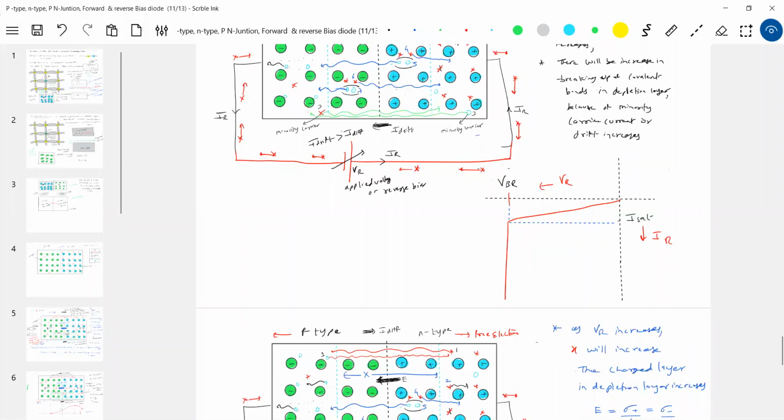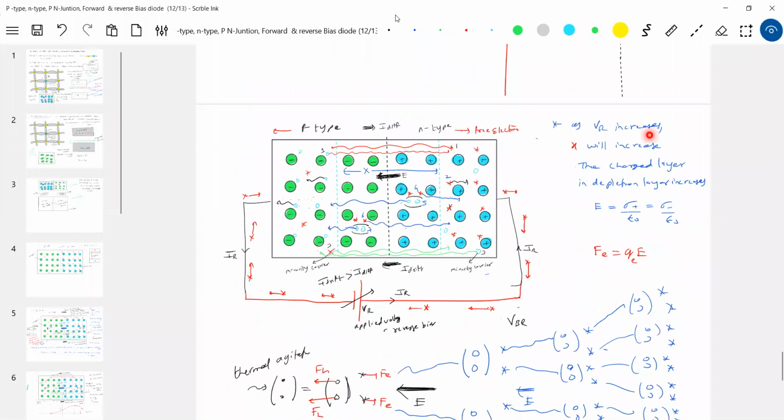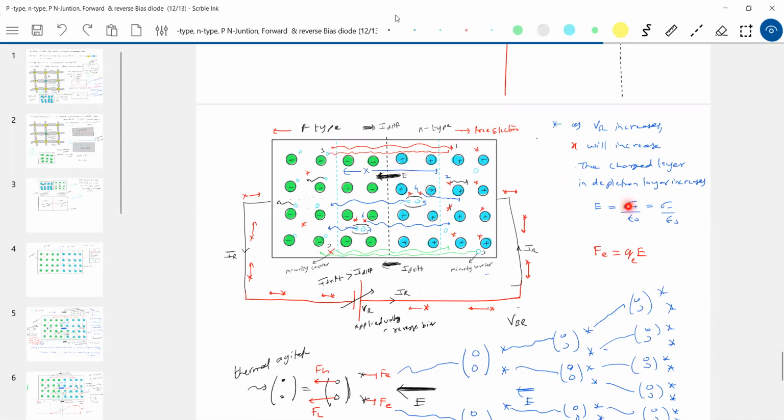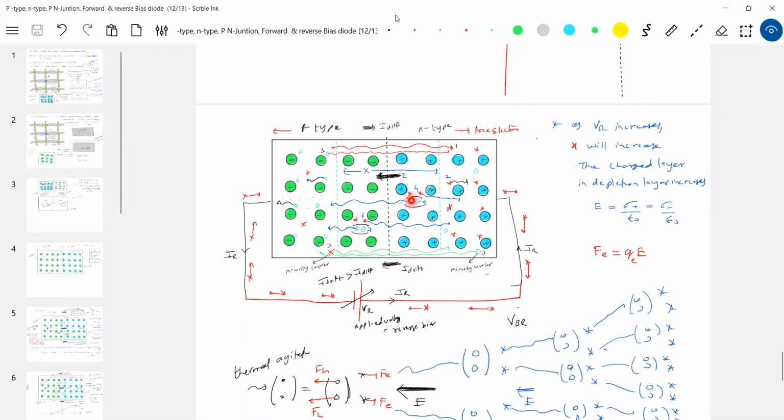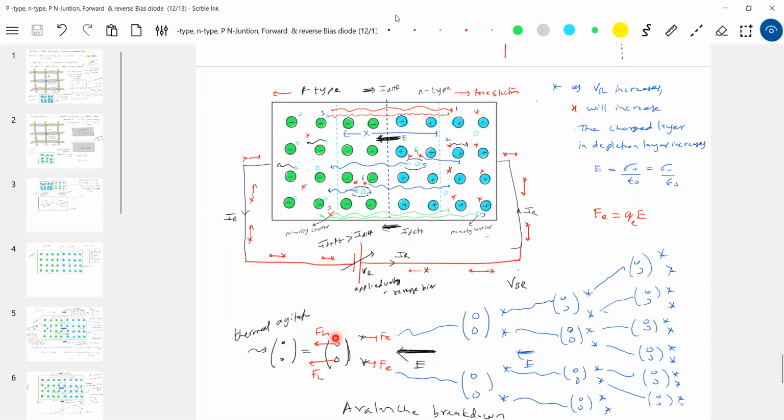What do you mean by breakdown? As you increase the reverse bias, the width of the depletion layer increases. As the width of depletion increases, the amount of charge present in the P and N regions increases. More charge, more electric field. Now the electric field is such that any covalent bond that breaks due to thermal agitation liberates minority carriers, and even the hole will also accelerate.